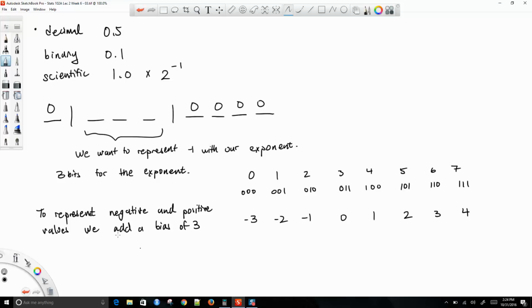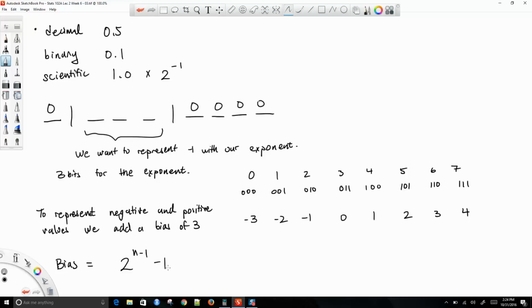So now, how do we pick this bias? The bias we generally set to be 2 to the n minus 1 power, minus 1. Okay, so we say, well, with 3 digits you can represent a total of 8 numbers. We probably want half of those to be positive and half to be negative. So 8 divided by 2 is 4. Okay, and then we just take 1 away from that.